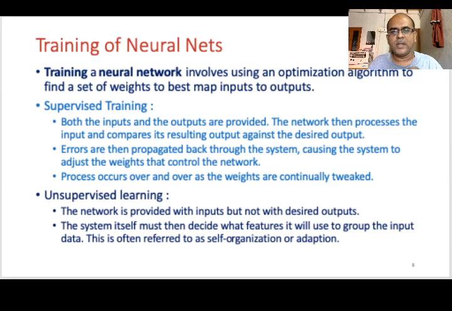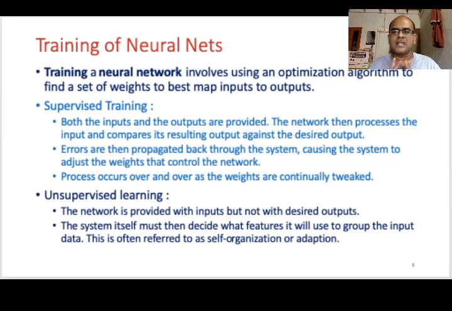This process will occur again and again in an iterative fashion until the weights are continuously tweaked in order to get the best result. This is called supervised training. Supervised training is almost similar to what we do in the university, where there is a faculty and a set of students. The faculty delivers lectures to the students, clears the doubts and so on. That is called supervised training. So you learn the concept under the supervision of a teacher.